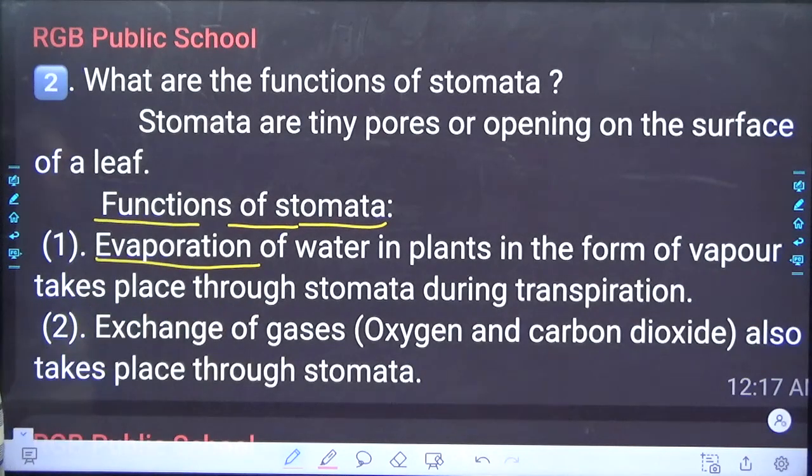Evaporation of water in plants in the form of vapor takes place through stomata during transpiration.